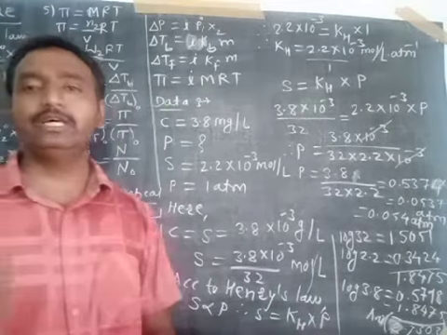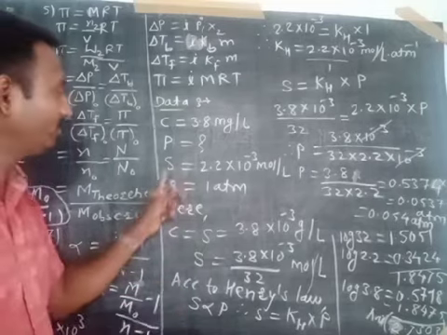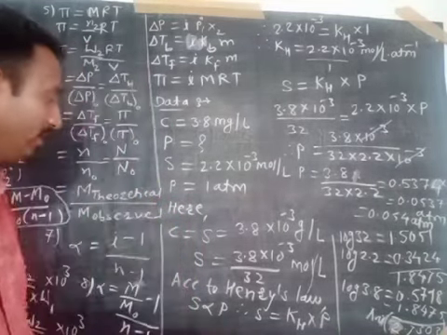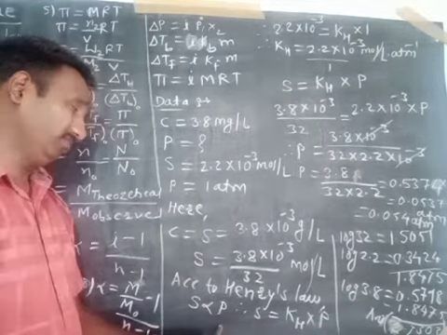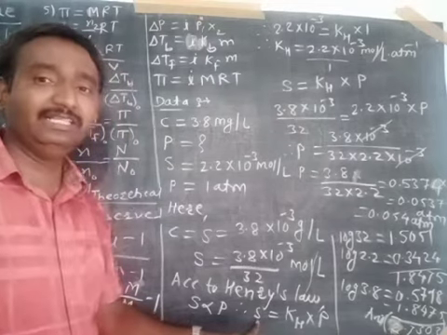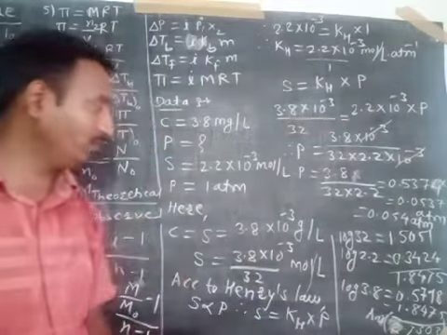Now here there is use of Henry's law, because Henry's law gives the relationship between solubility and pressure. At constant temperature, solubility is directly proportional to the pressure according to Henry's law, and so we can write S is equal to KH into P.